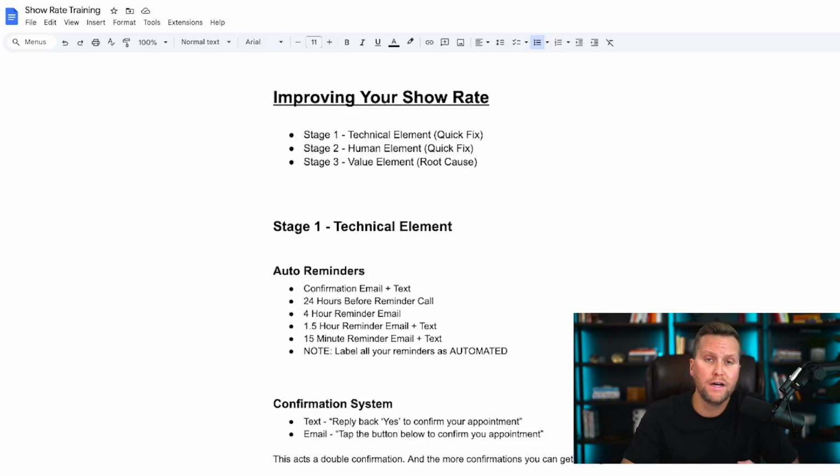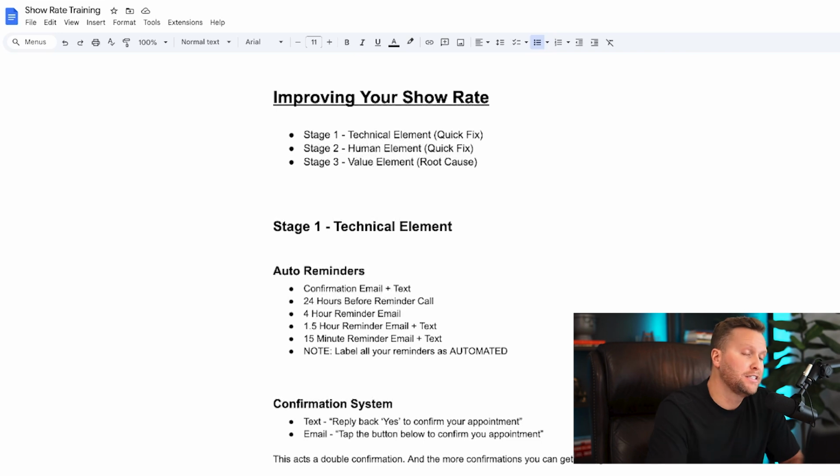So you're going to improve your show rate in 3 stages. Stage number 1 is the technical element. That is a quick fix. Stage number 2 is the human element. So that's a quick fix as well. Then if stage 1 and 2 do not fix your show rate, then you have an underlying foundational root cause to why your show rate is as low as it is. And normally it's around the value. So stage 3 is the value element. So let's go ahead and dive into each of those stages.